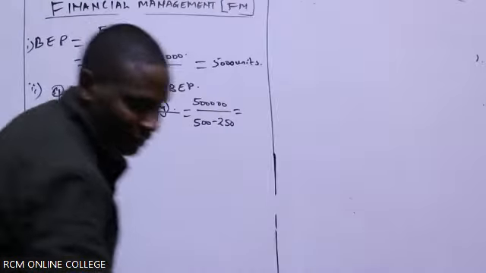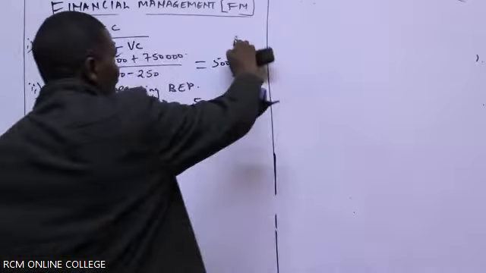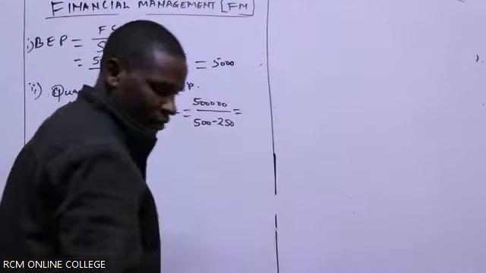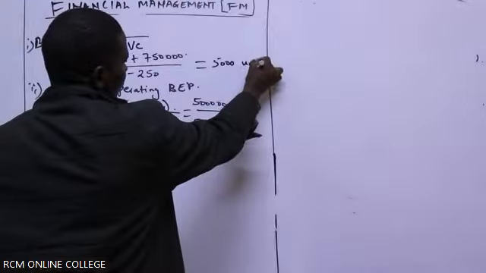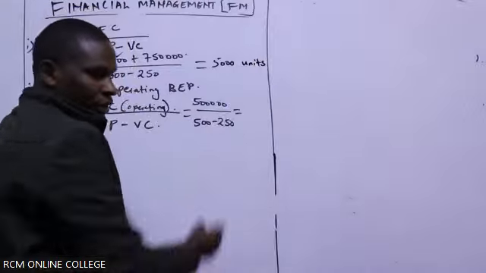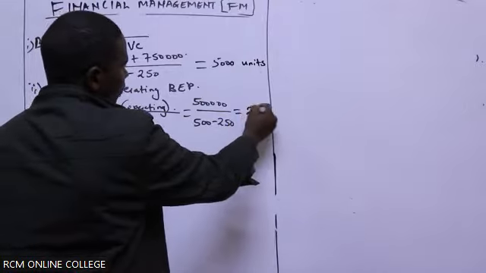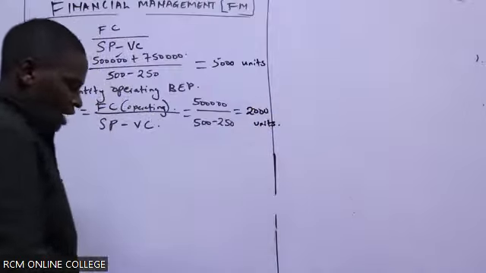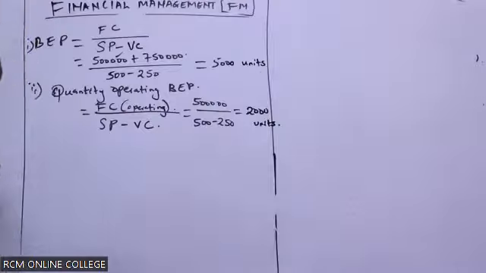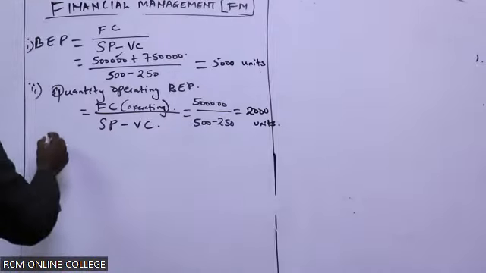5,000 units. What about nayo hii ingine ni units ngapi? BEP ya operating peke yake. Hii ni units. Hii nayo ni ngapi? 2,000 units. So hiyo tumemalizana. Now we can go to the degree of operating leverage.